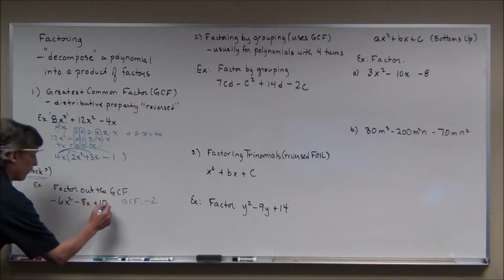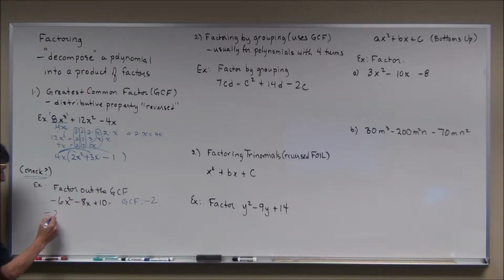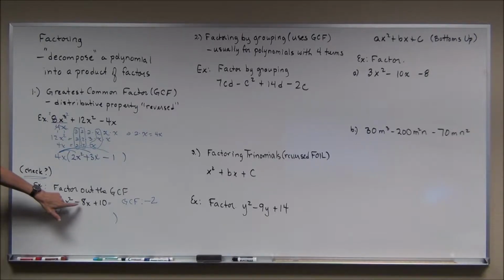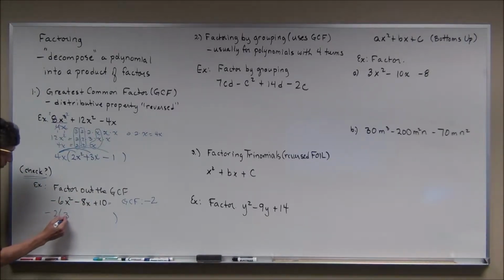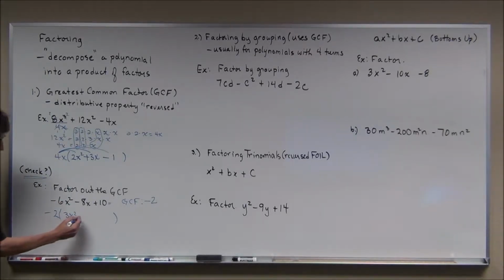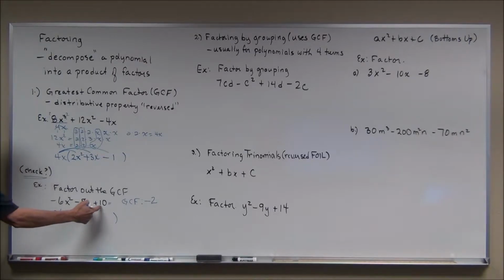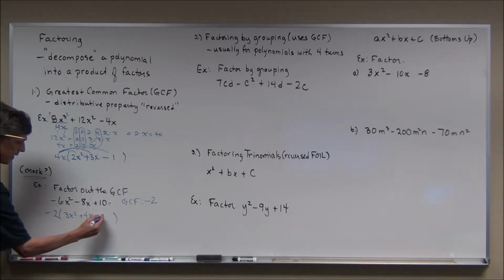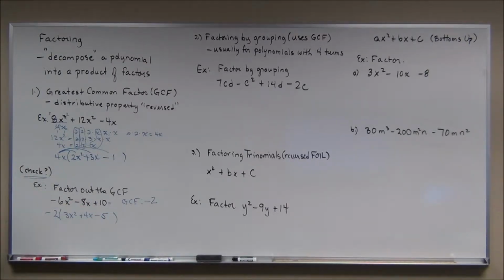I have to be very careful with my signs here, because when you're factoring out that negative 2, you're dividing it out of every term. Negative 6 divided by negative 2 is a positive 3x squared. Negative 8x divided by negative 2 is a plus 4x. Positive 10 divided by negative 2 is a minus 5. And that's as far as I'm taking that, factoring out the GCF. Always the first thing you should check for.